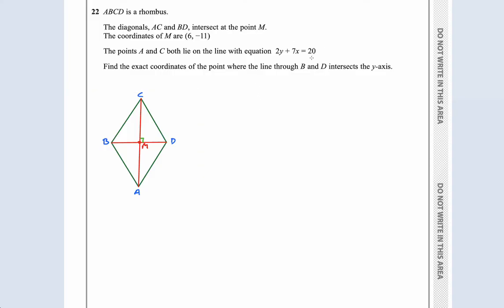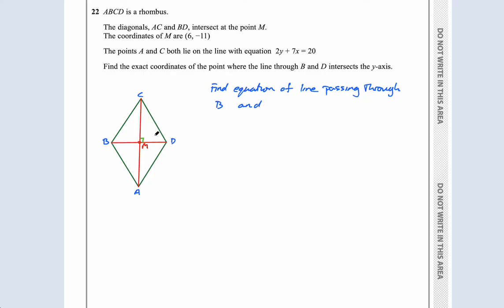Okay, what we need to do, guys, is find the equation of BD, the equation of the line passing through B and D. So this line, I'm going to find the equation of that line, then I can find where that intersects the y-axis. So how do I find the equation of the line? I need the gradient and I need a point.